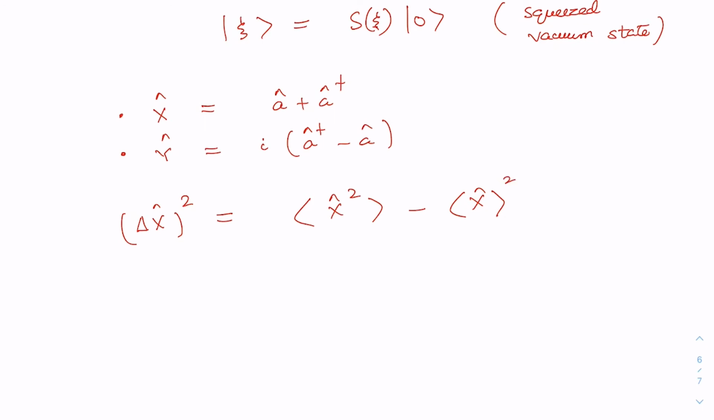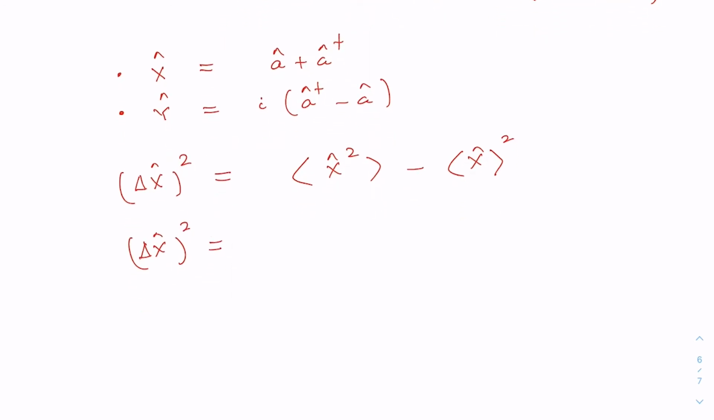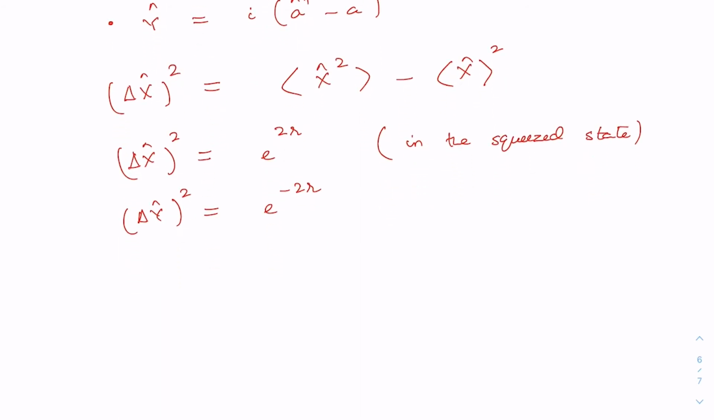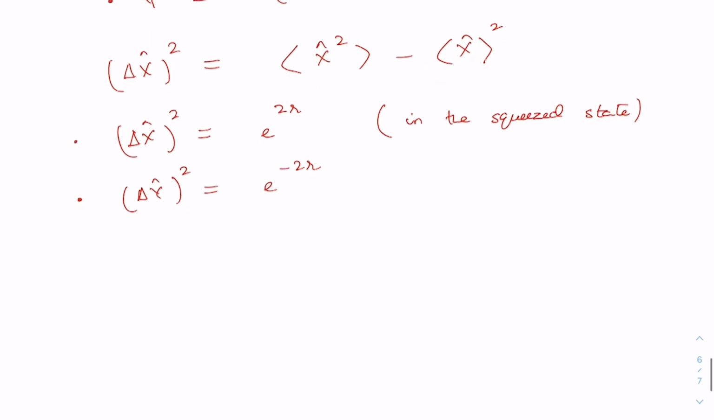If we calculate it in the squeezed state, and maybe we will do it in our problem solving session, or you can try it yourself, you will get the variance of the x quadrature as e to the power 2r. On the other hand, the variance of the momentum operator or y quadrature turns out to be e to the power minus 2r. So you see the variance in y is decreasing, while the variance in x is increasing.